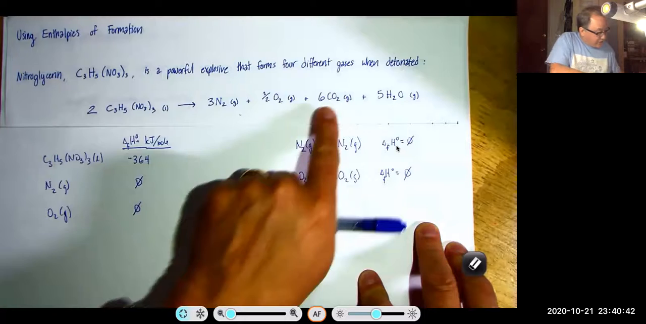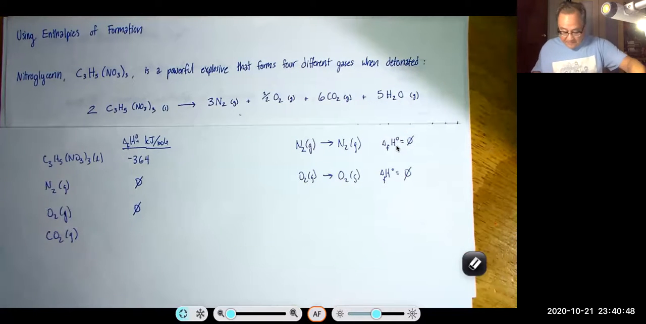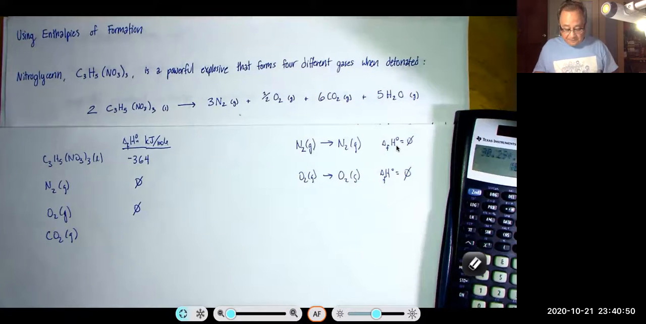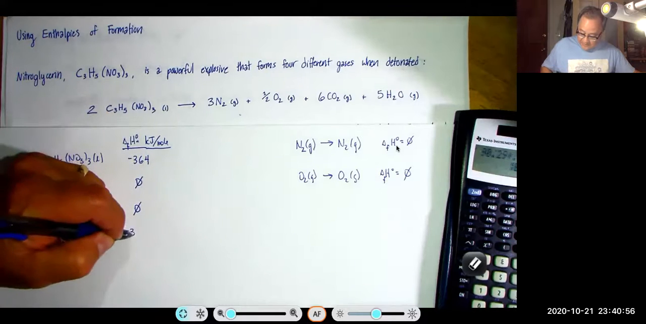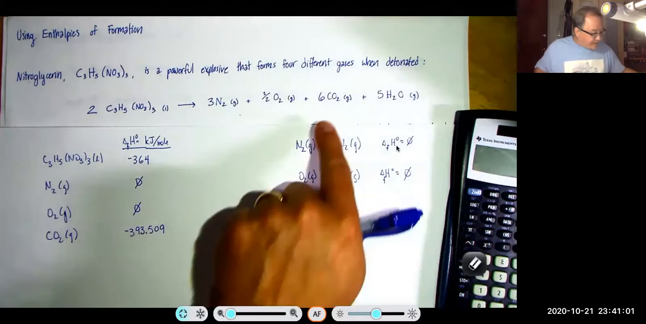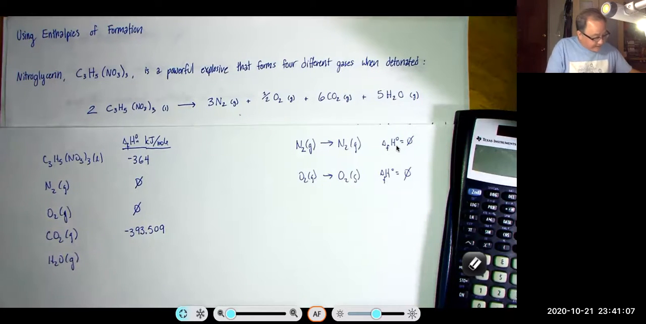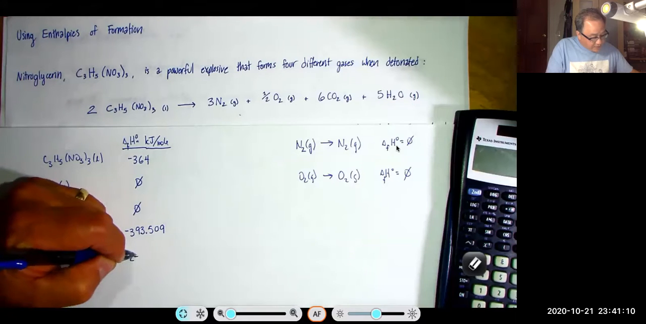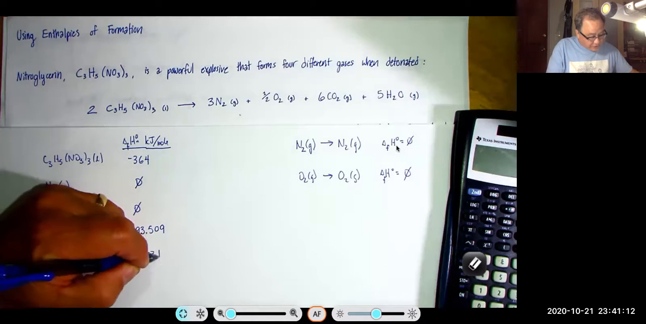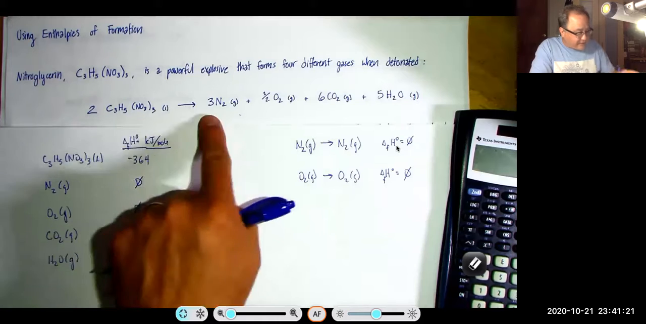Now, what about the CO2? Well, let's take a look. CO2 gas, we're going to look this up in the appendix. And so I'm going to go to carbon, and I see here a CO2 gas, and it's minus 393.509 kilojoules per mole. And lastly, we have H2O gas, and we've seen this in a number of examples today. It's minus 241.83 kilojoules. The appendix actually gives us more significant figures than the chapter did. So these are the values that we have for these different materials.